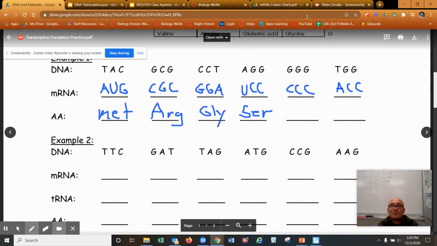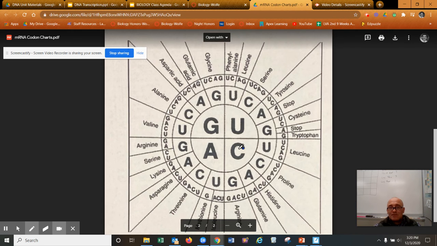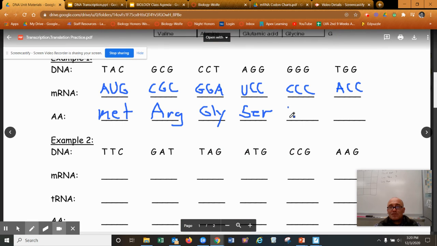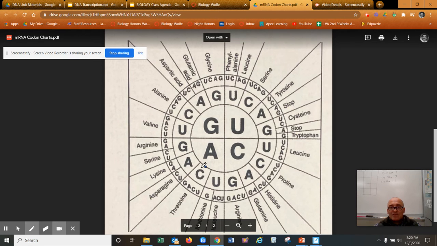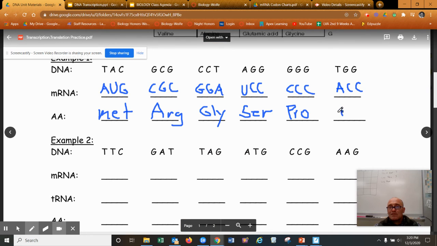Okay, let's do the last couple. CCC, it's proline. So I'm going to put P, R, O here, proline, and then ACC, it's threonine. So put this down, THR. Okay, so that would be how you do that.